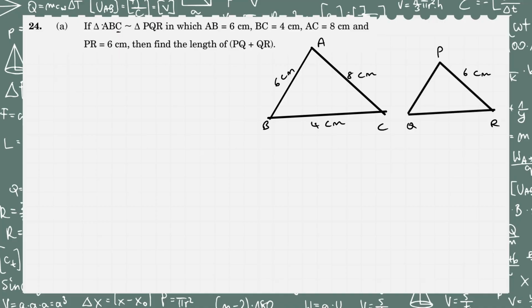The first choice is: if triangle ABC is similar to triangle PQR, in which AB equal to 6 centimeter, BC equal to 4 centimeter, AC equal to 8 centimeter and PR equal to 6 centimeter, then find the length of PQ plus QR. So one thing we have to understand is better draw the scenario.